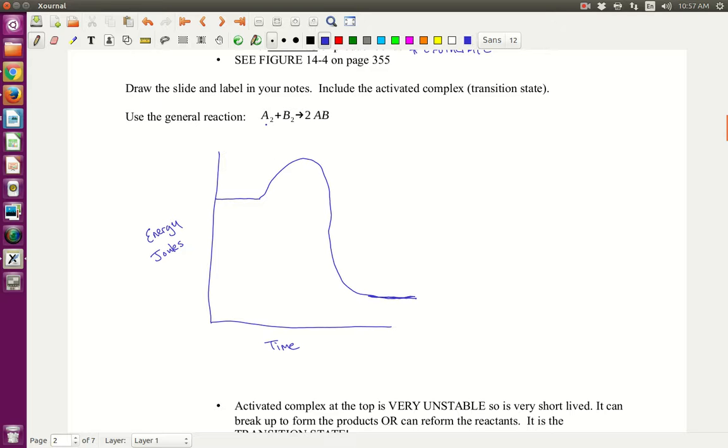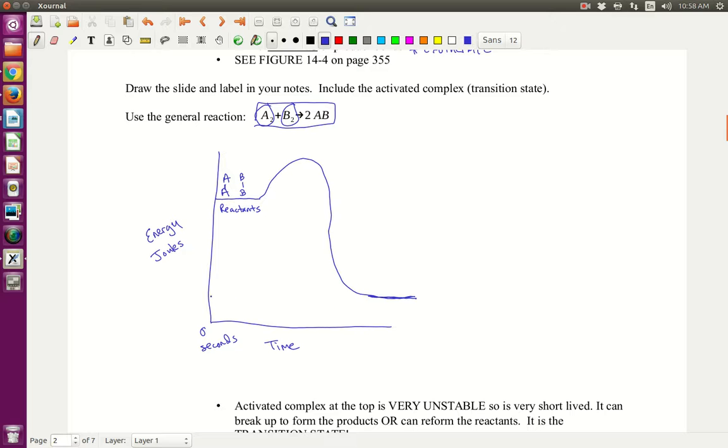All right, and we're going to use this general equation. Now, remember that we start off at the beginning, no time has happened, 0 seconds down here. Before we do anything, we just have two reactants. We haven't actually put them together. So right here, I will have A2, and I'm going to draw it as A bonded to A and B bonded to B. So that's A2 and B2. These are the reactants.